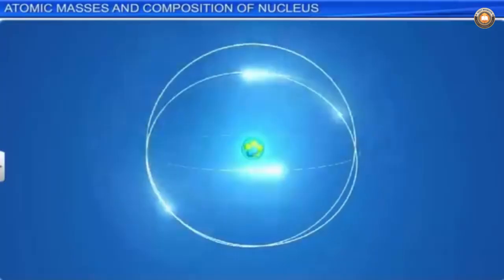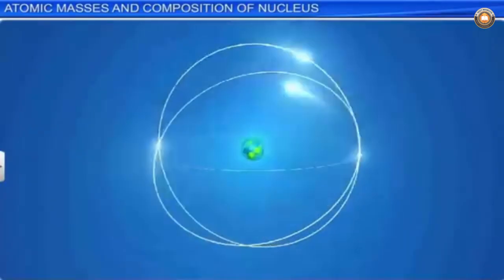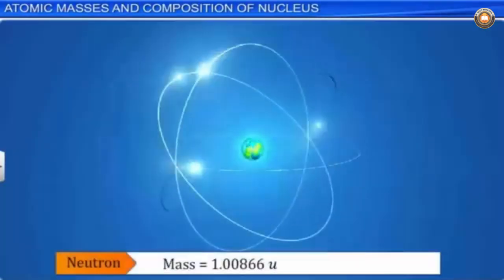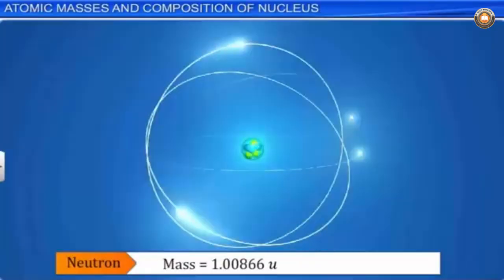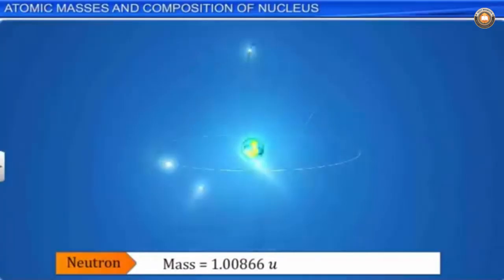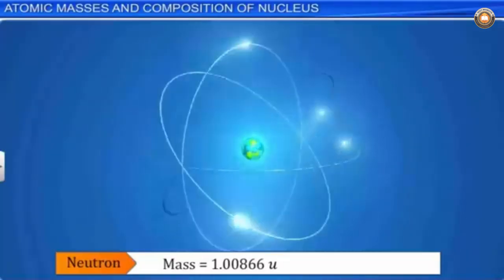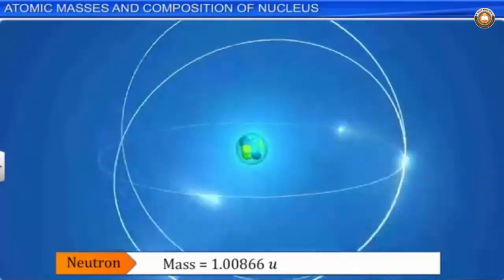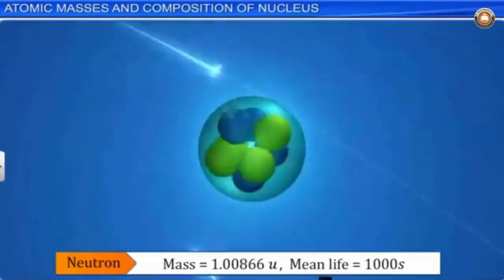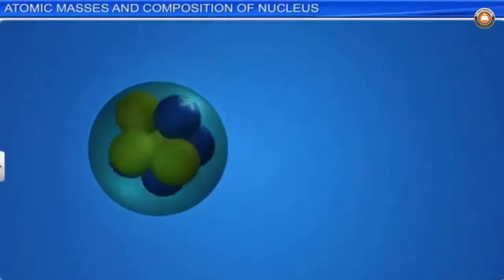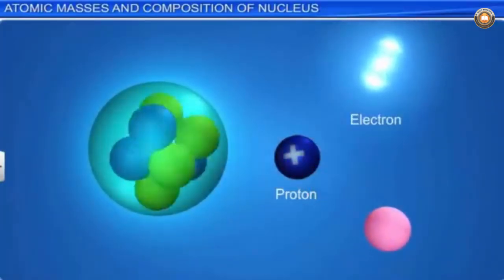Thus, a neutron is a neutral particle having a mass nearly equal to that of a proton, which is equal to 1.00866 AMU or 1.6749 times 10 power minus 27 kilogram. A free neutron is unstable, just like a proton, and has a mean life of about 1000 seconds. A free neutron decays into a proton, electron, and an antineutrino.